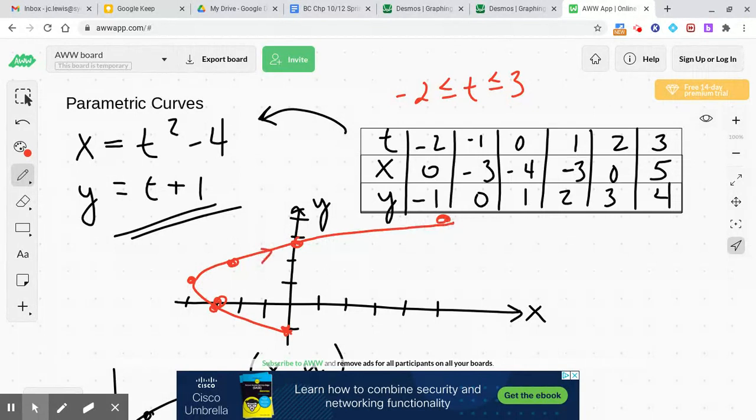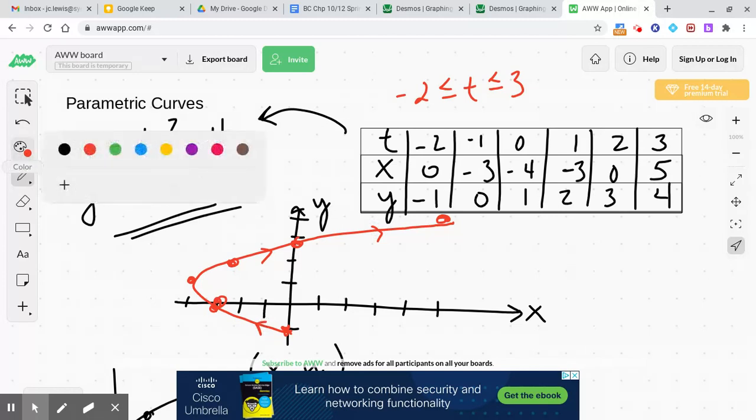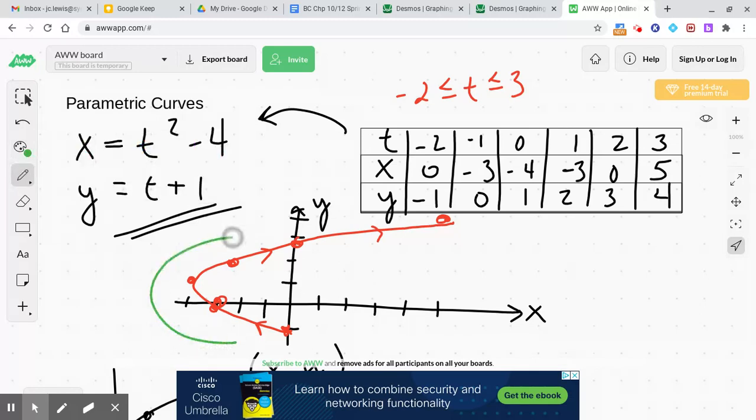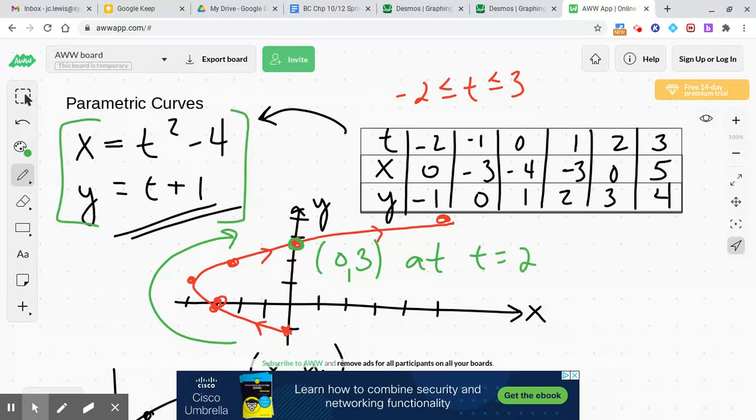And this actually has an orientation to it. These arrows show the orientation or the direction that this curve follows as time progresses, as this thing moves around in that curve. This means that, for example, at this point here, which was the point 0, 3, I achieved that point at time equals 2. So these two curves work in conjunction with one another to form a single curve.